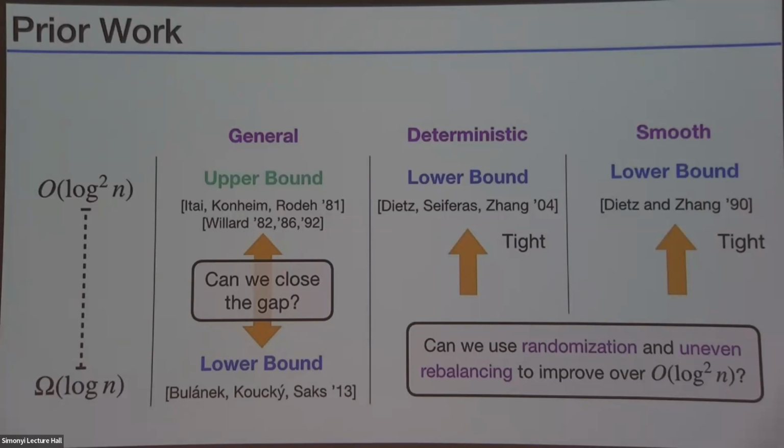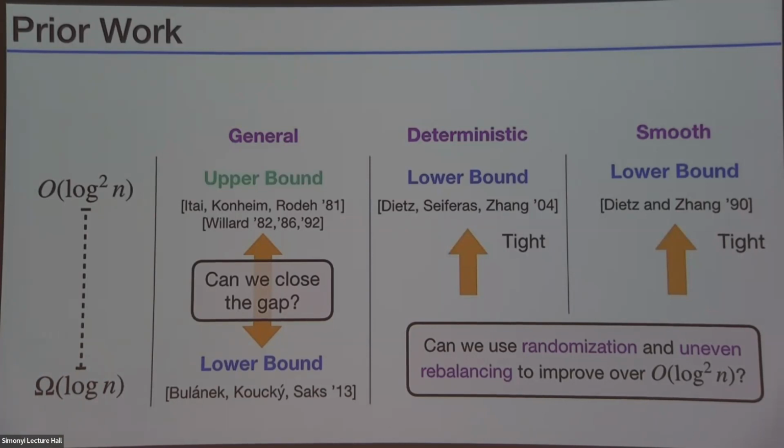One piece of intuition is that it's difficult to imagine how uneven rebalancing could ever help you, because if you're rebalancing things unevenly, you're creating some sparse areas and some dense areas, and maybe the adversary can just take advantage and insert into the dense areas. It turns out that intuition is false, and randomization and uneven rebalancing do help you.